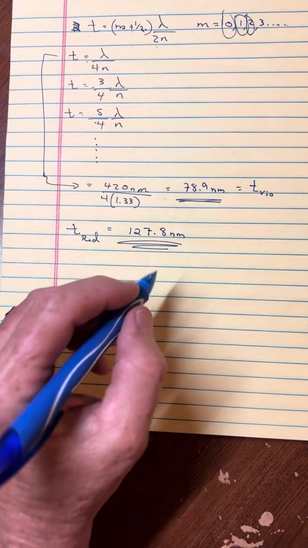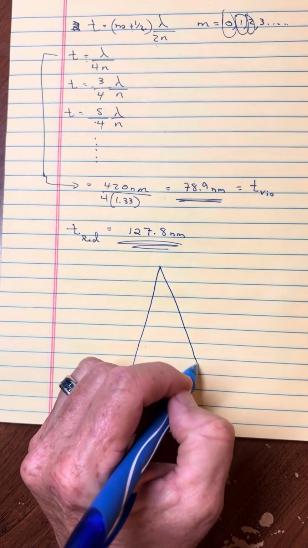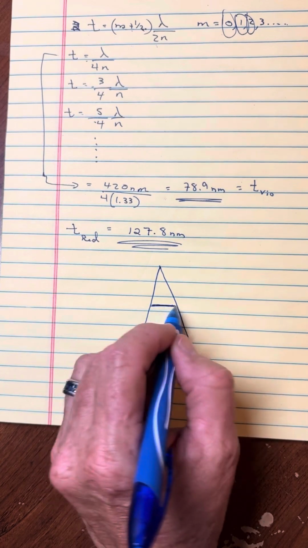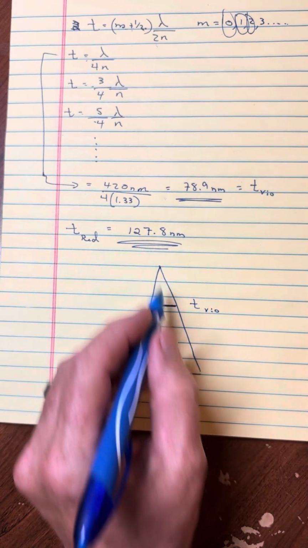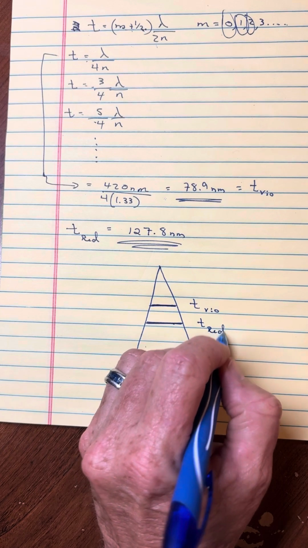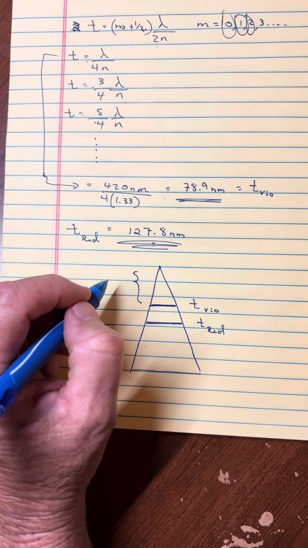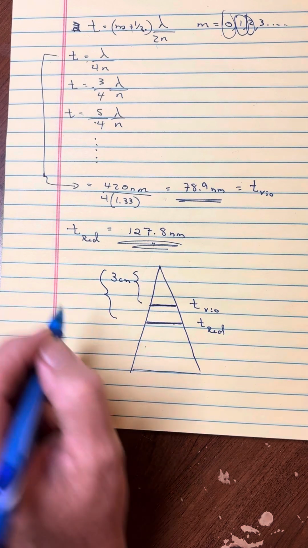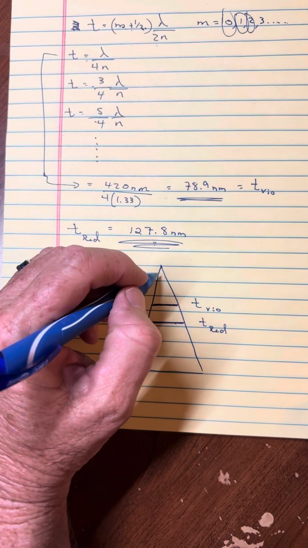In fact, maybe it's worth drawing this wedge again. And I'll say, okay, so right here would be the thickness of the violet one. A little further down would be the thickness of the red one. And this, they said, is 3 centimeters down. So clearly the red one must be a little bit further.